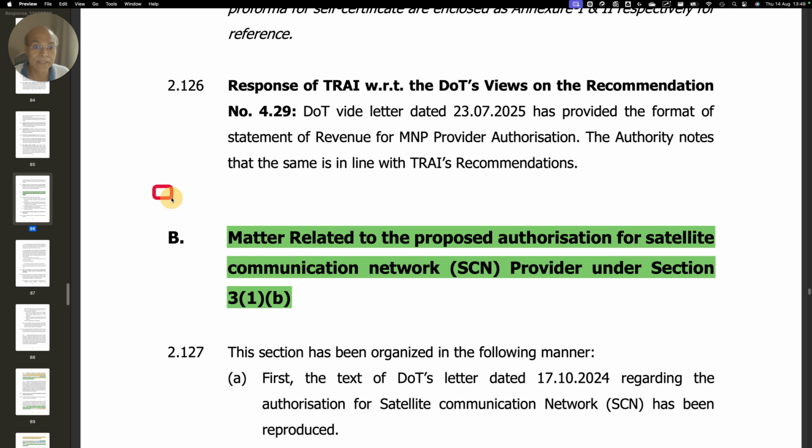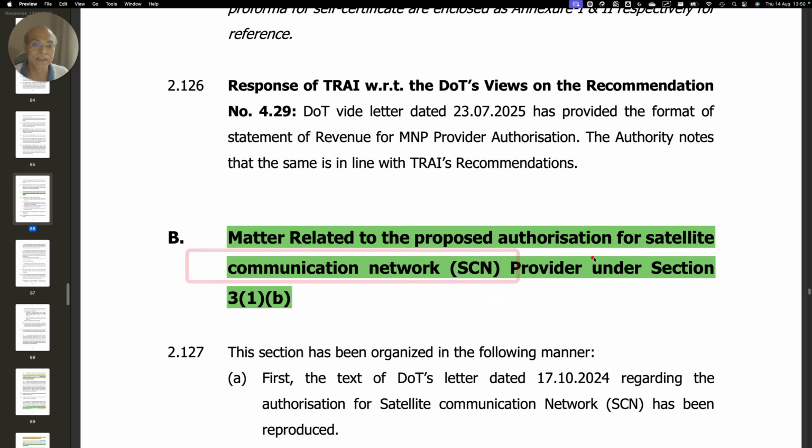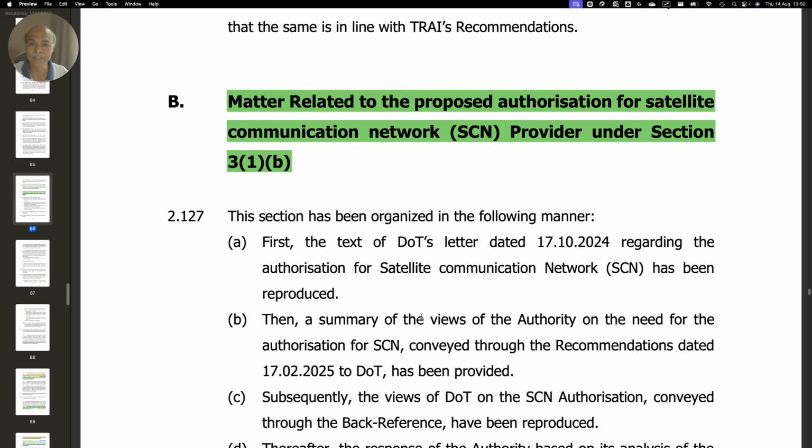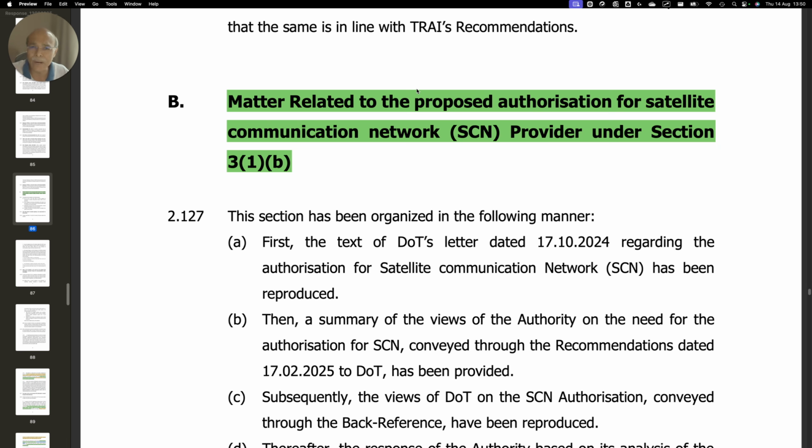So look at this: B, matter related to proposed authorization of satellite communication network provider under section 31B, which is network service authorization. Now, if you read this, you will get terribly confused. I got terribly confused when I was reading through this. And I found most of the discussion is completely unnecessary, because it is confusing the whole thing. The whole concept of satellite networks is totally different from the objective of this authorization that the government of India is talking about. It is not required at all. And probably TRAI initially said this, and the DOT, I don't know why they did not agree.